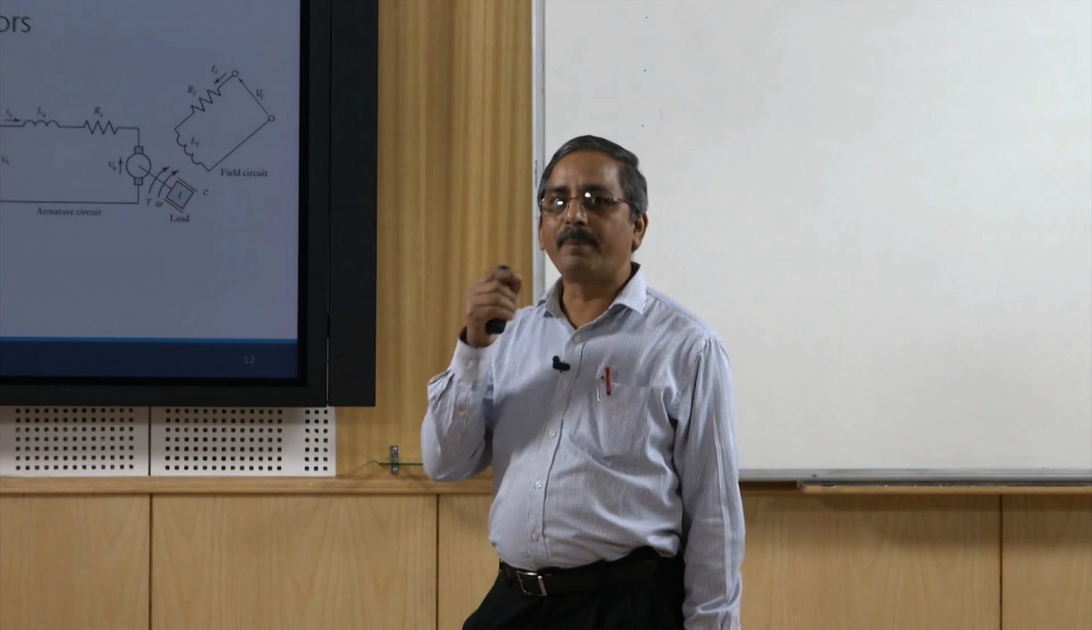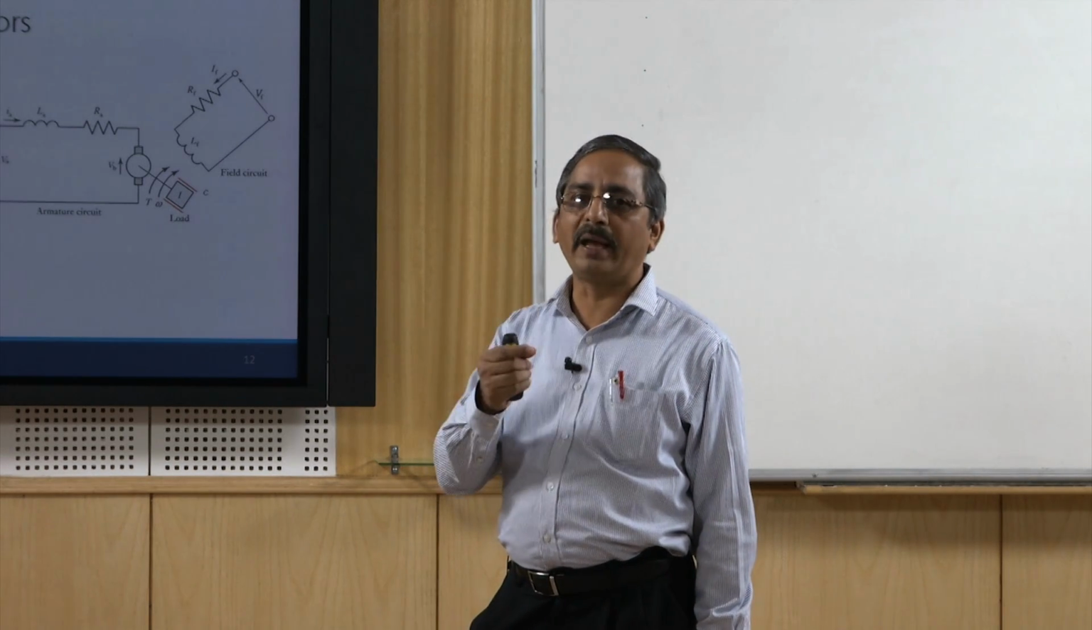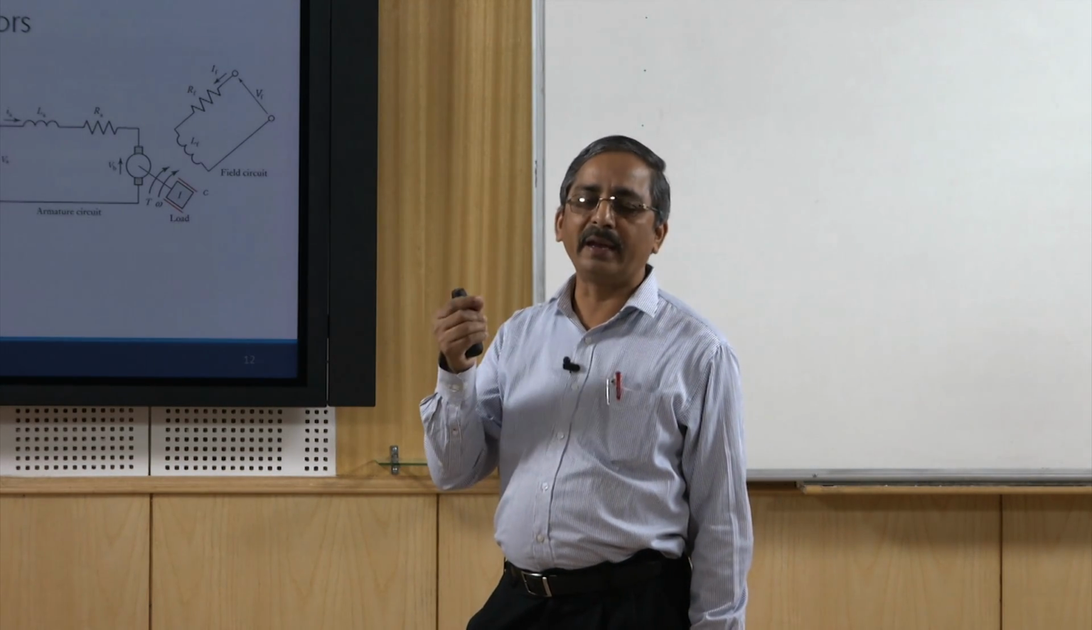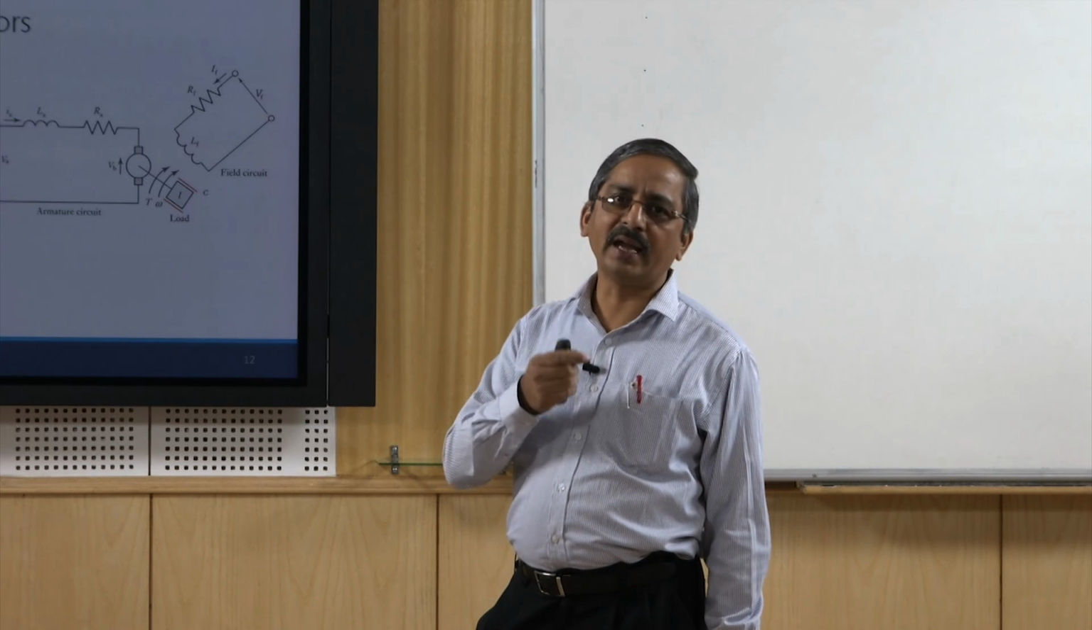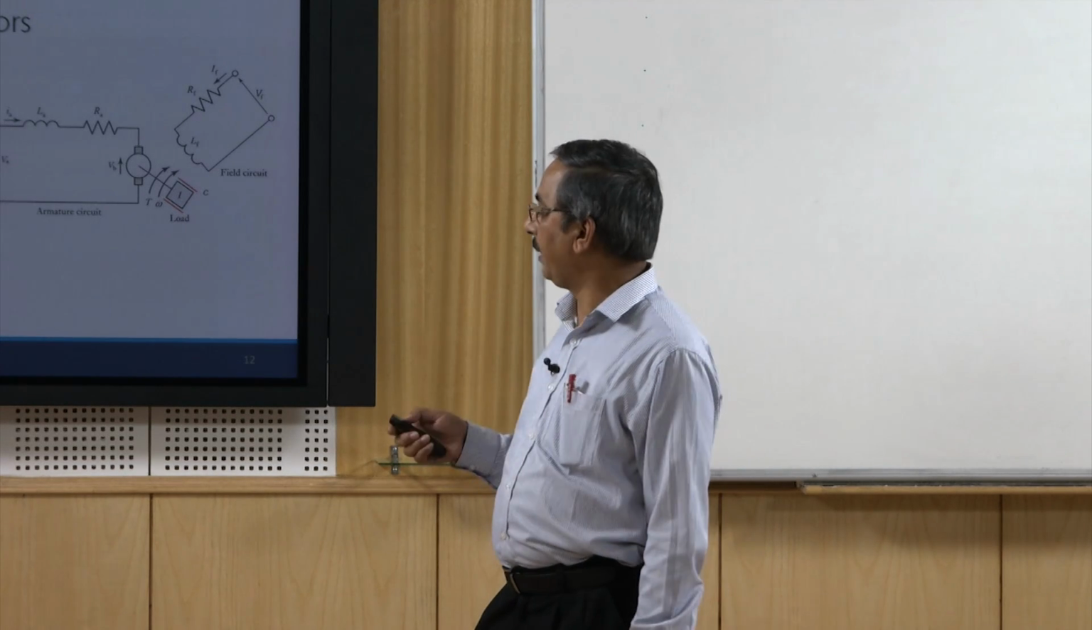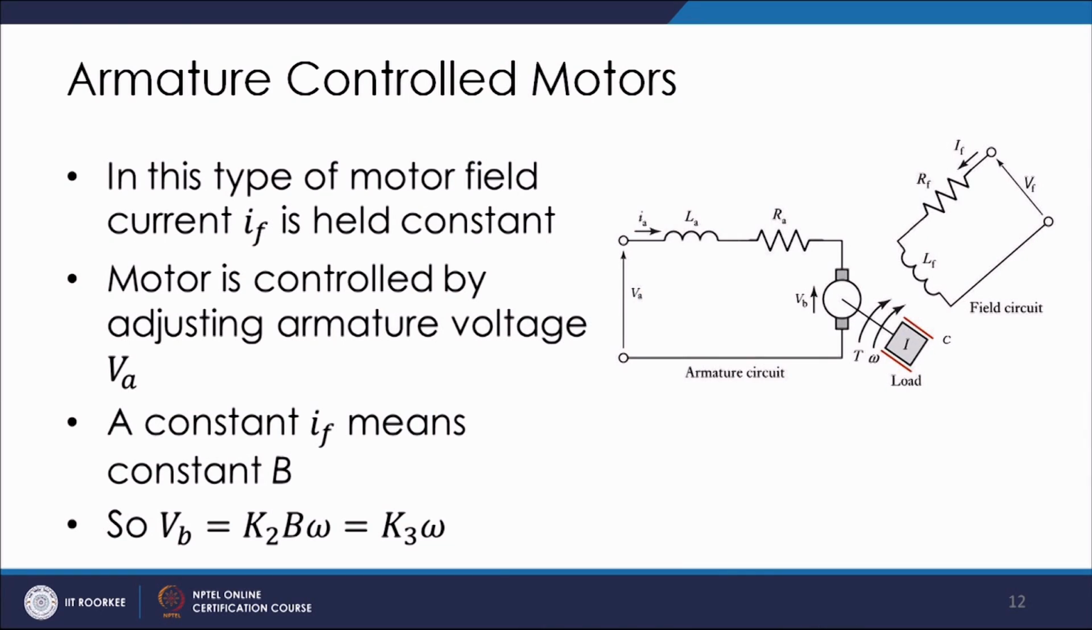So, when you take B as constant, if you want to vary the torque you need to vary the IA, that is the armature current, fine. So, here the back EMF VB will be equal to K2 times B omega, or as I said, since B is constant I can give it some other constant name K3 into omega, okay. So, this is armature controlled motors.